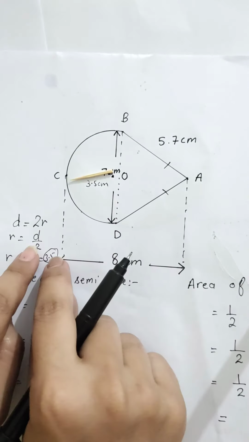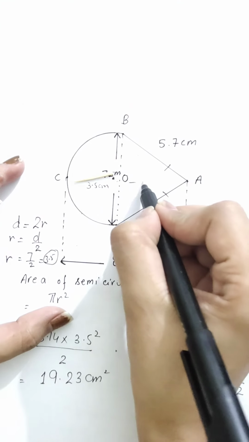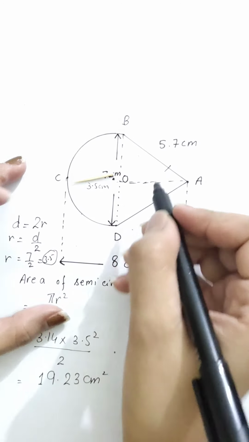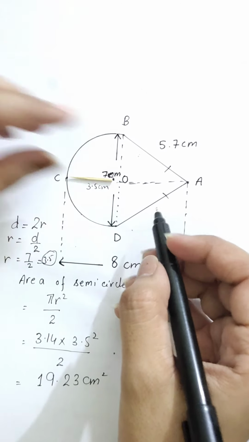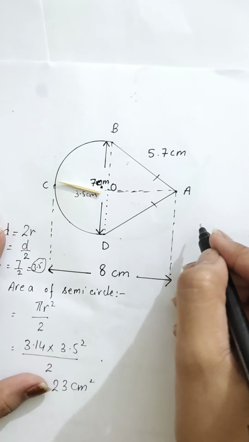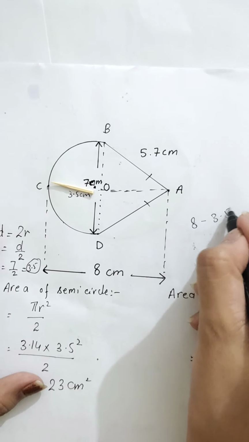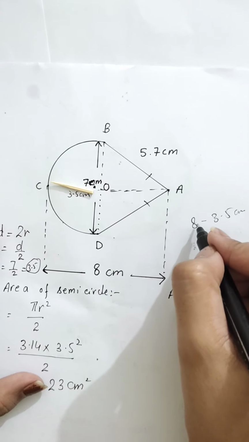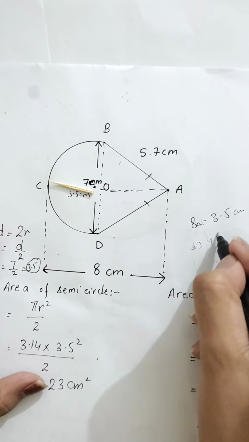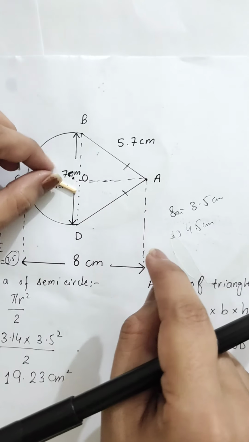The complete length from point A to C is 8 centimeter, and if we remove 3.5 from the 8, you will get the length of our triangle. So what will be the length of the triangle? The length of the triangle is 8 minus 3.5 centimeter. It is also in centimeter. The answer is 4.5 centimeter, which is the length of the triangle.